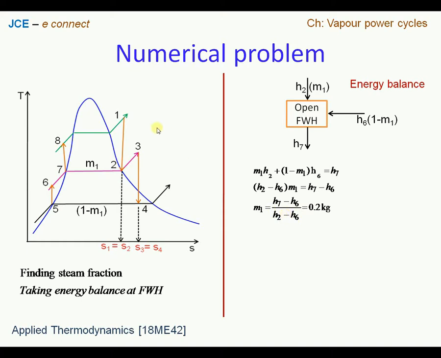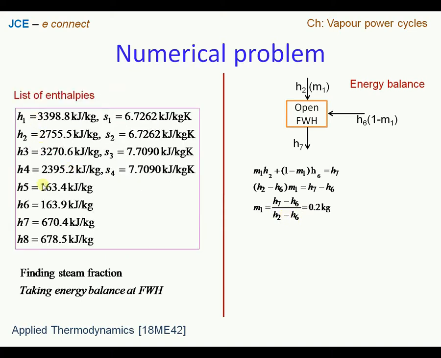And we know that we just worked out all the enthalpies, so we have the list of enthalpies which are readily available to us. H7 is 670.4 minus H6, which is 163.9, divided by H2, which is 2755.5, minus H6, which is 163.9. Once we plug in all these values into this equation and simplify, we are going to arrive at 0.2 kg. So that is the mass of steam that was extracted from the high pressure turbine and directed to the regenerator, that is the feed water heater.